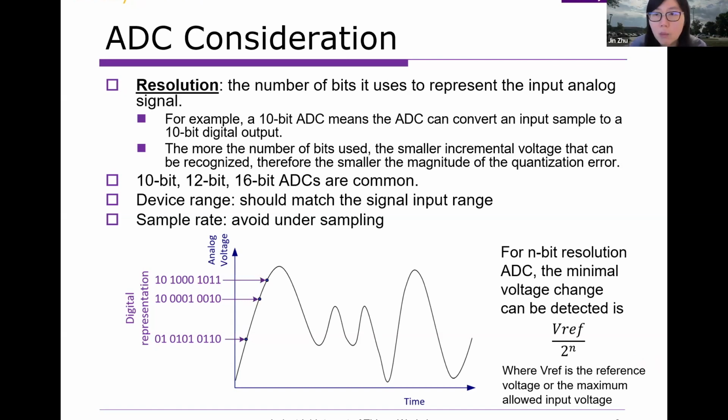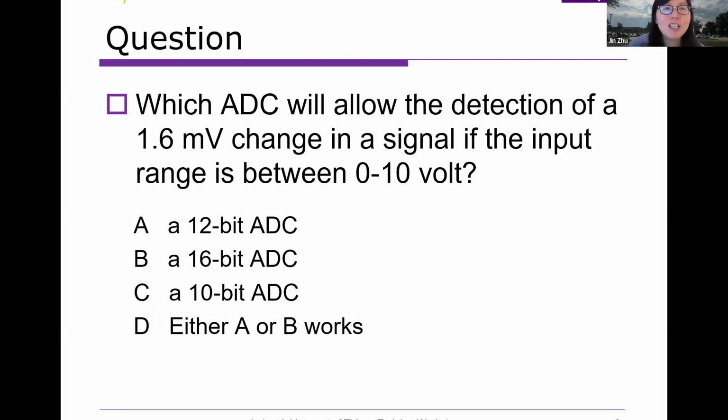Okay, so this is one thing. Quick question then. Which ADC will allow the detection of a 1.6 millivolt change in a signal if the input range is between 0 and 10 volts? Again, just use the previous equation. What's your answer in this case? Anybody? B, yes. Great, good job. So the answer is that a 16-bit ADC is needed if you want to achieve that purpose.